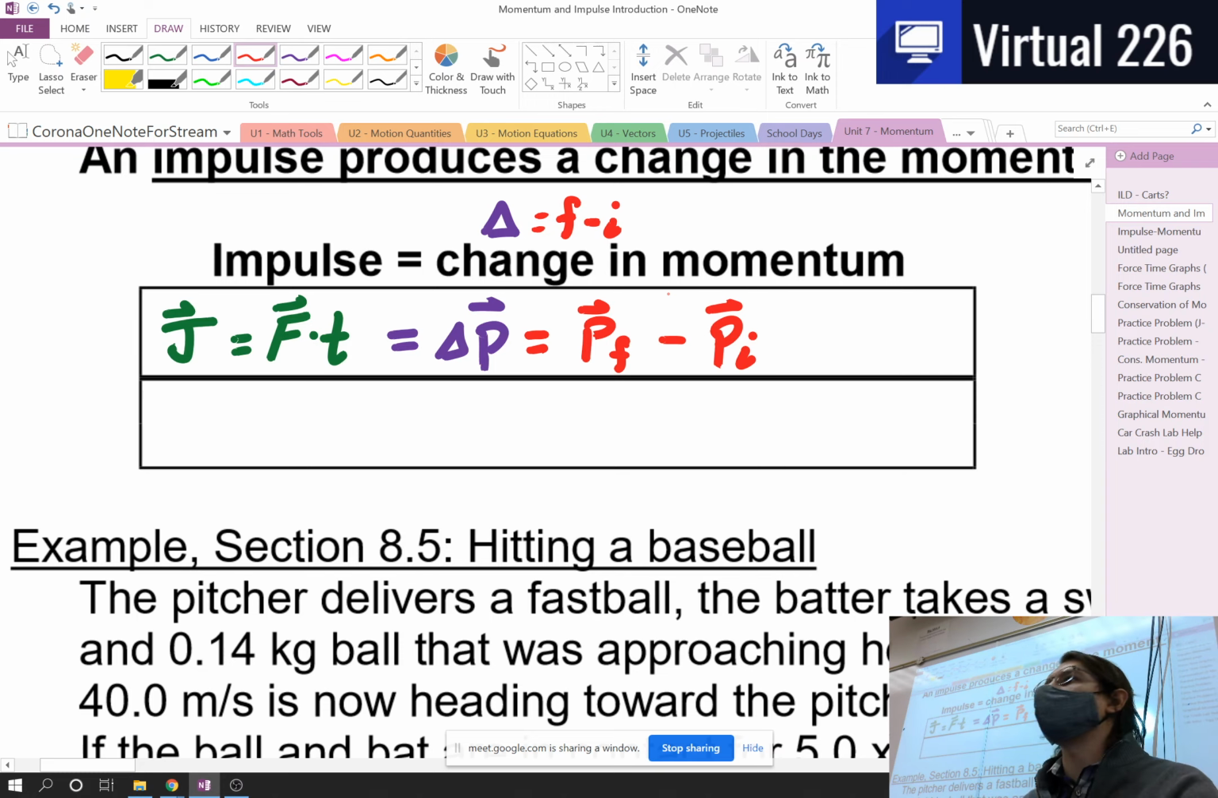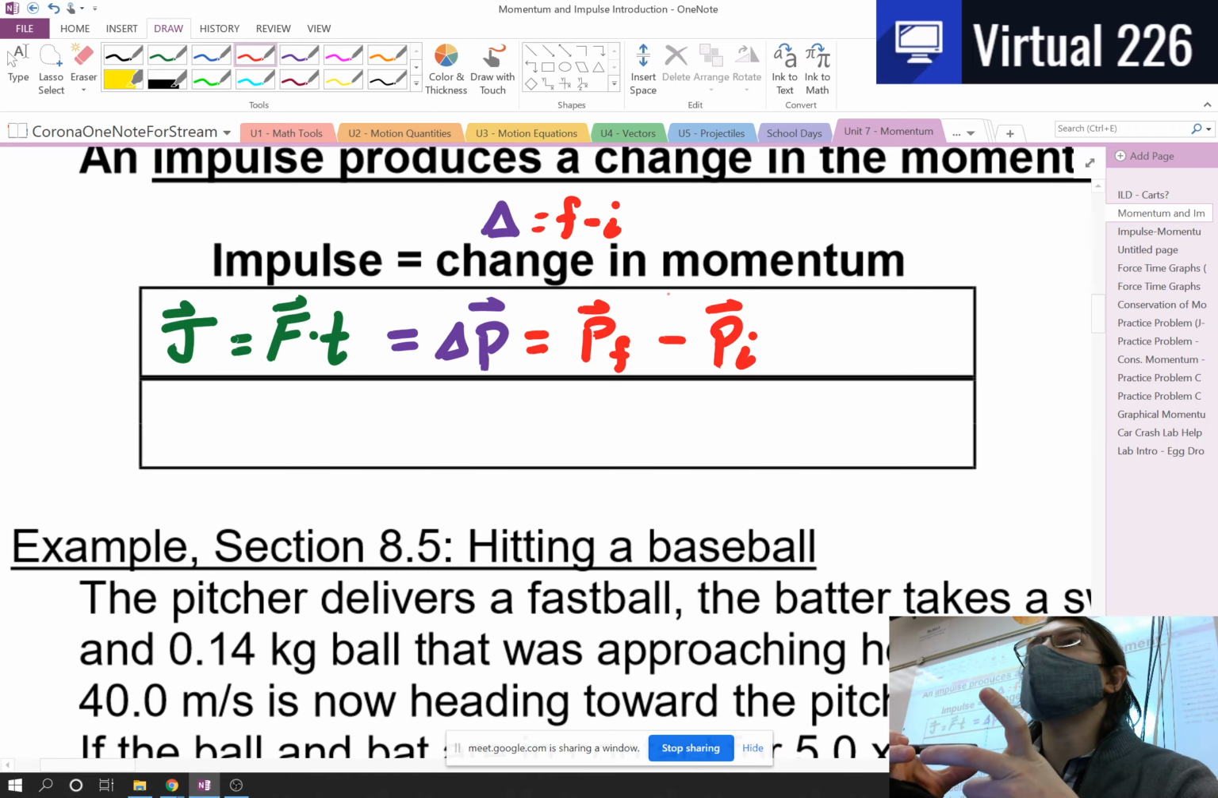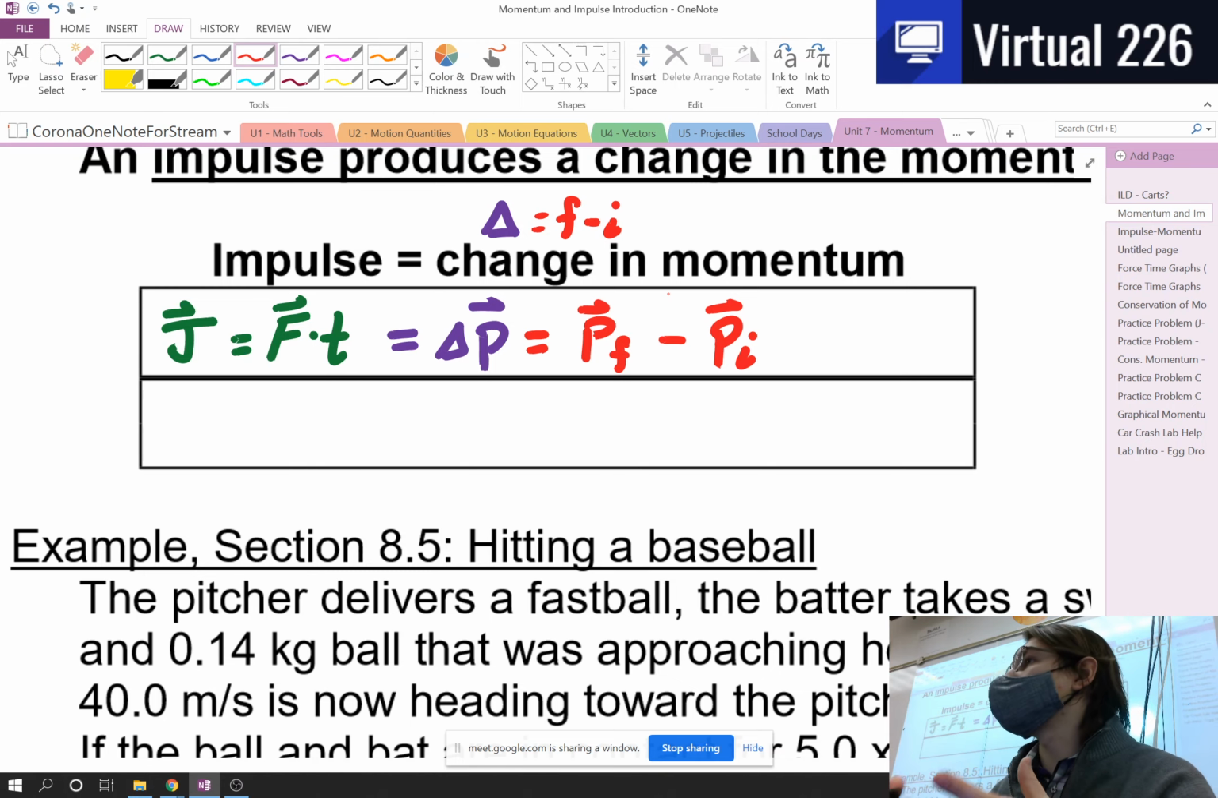So if a hockey puck is stationary, it's not moving, it has zero velocity, its initial momentum is 0. If you take a slap shot and you slap the puck, you've applied a force over time to the puck. That's an impulse. Now the puck has gone from stationary to moving with some velocity, it has some final momentum.